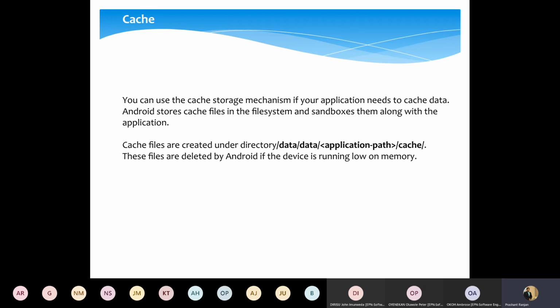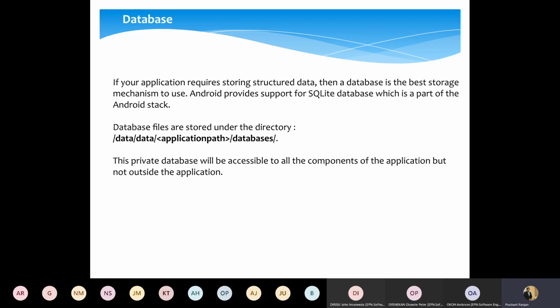So we have several options. We can store the information in shared preferences. We can store the information in a file. We can store the information in cache. And last but not least, we can store the data in the database.